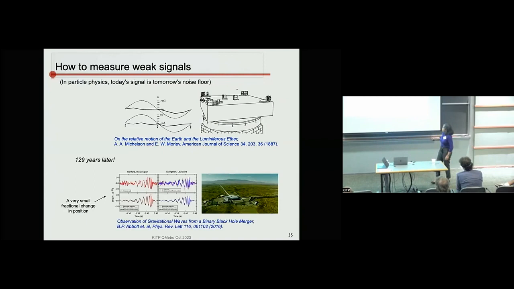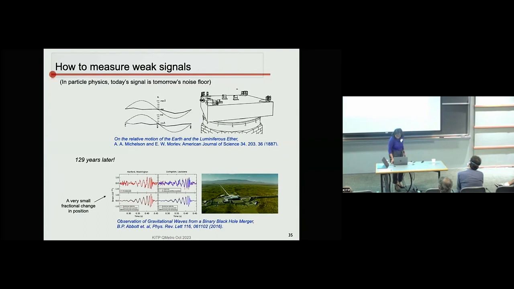There are many differences between the Michelson-Morley experiment and gravitational wave detection, but one is how much the y-axis has changed in 129 years. As we have better and better precision, we can probe things better and reveal a lot of new physics. We didn't find the ether, but we found gravitational waves.